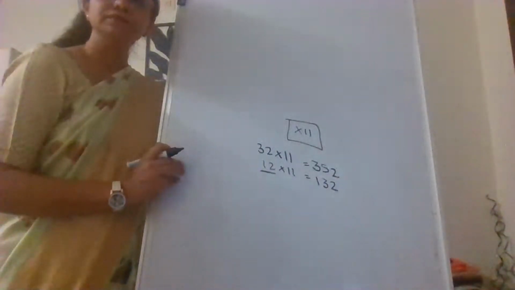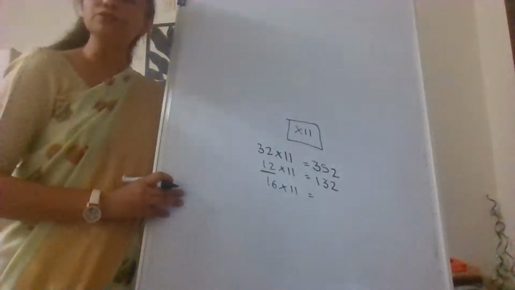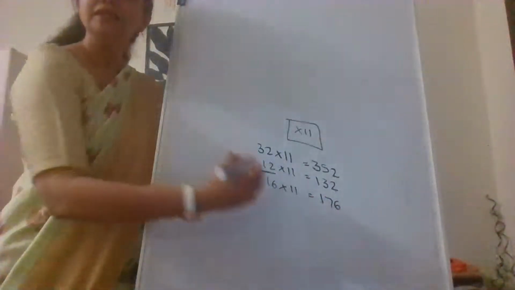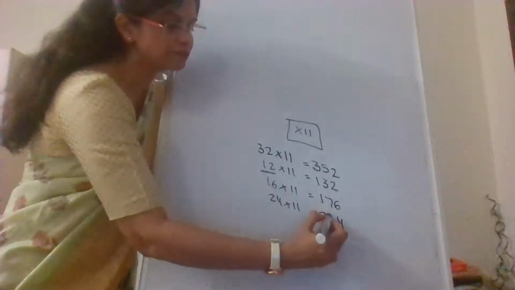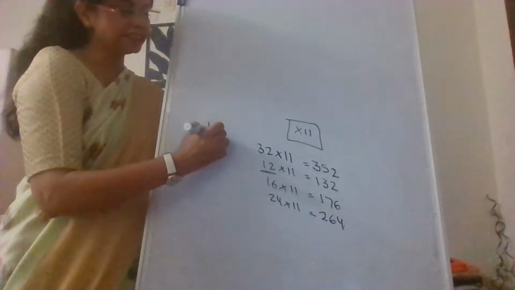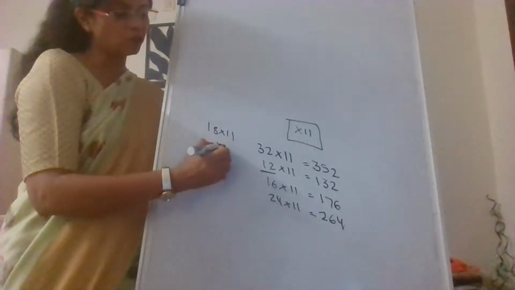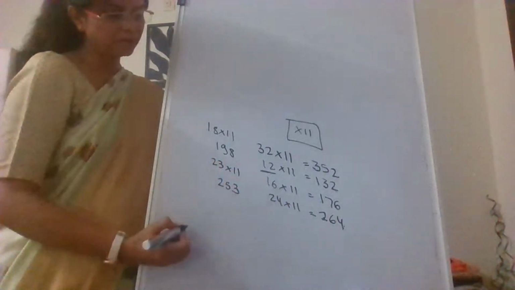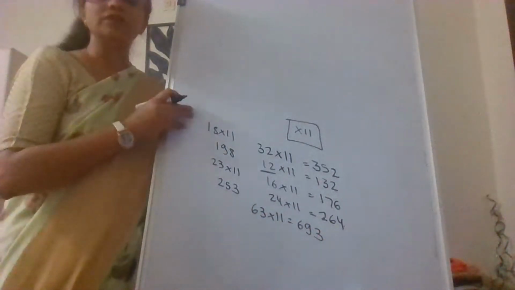Answer is ready for you. Now, if I give you the question 16 times 11, then what will you do? Just write down 1 and 6, and 1 plus 6 is 7. If it's 24 times 11, 2 and 4, and 2 plus 4 is 6. If it's 18 times 11, 1 plus 8 is 9, so 198. 23 times 11, 253. 63 into 11, 693. So easy to learn.